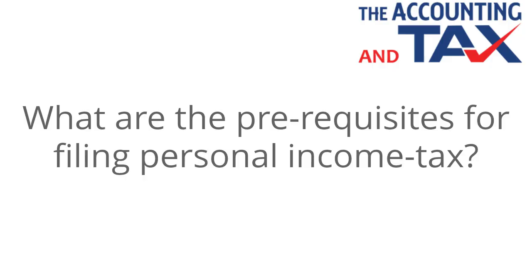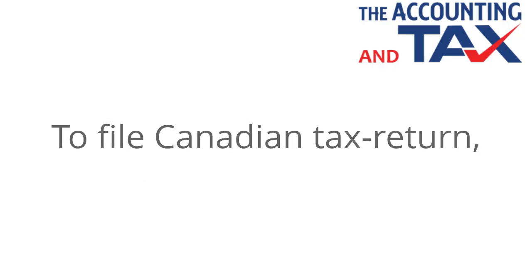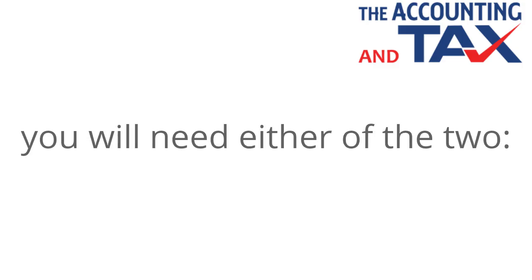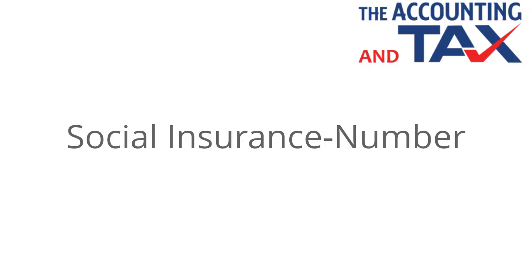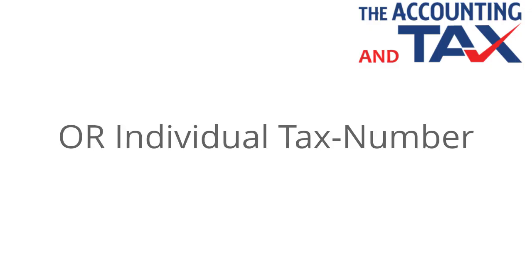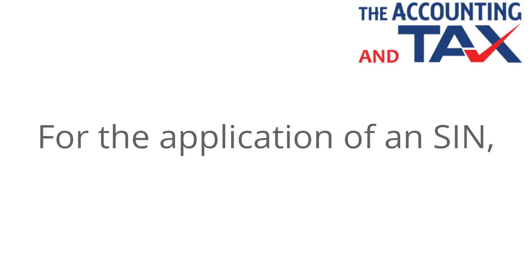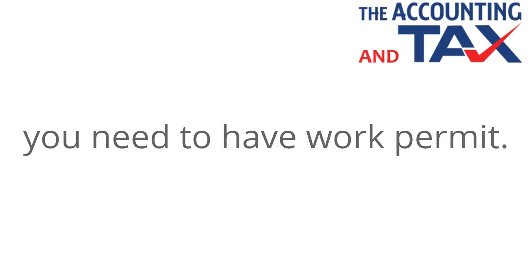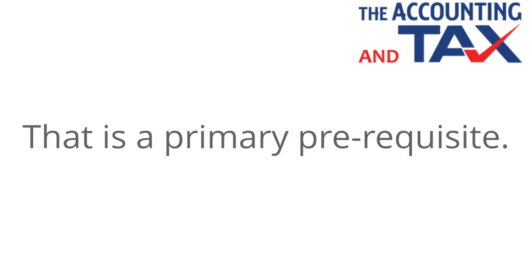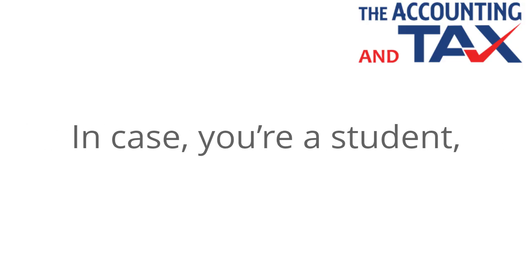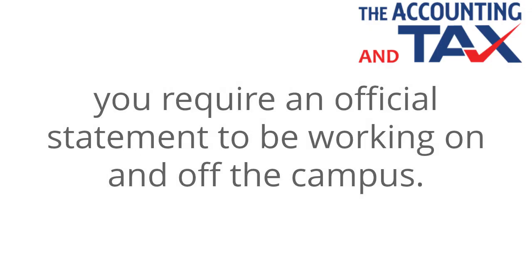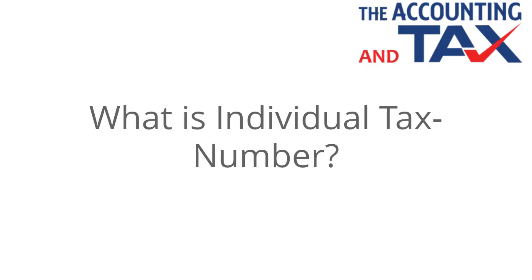What are the prerequisites for filing personal income tax? To file a Canadian tax return, you will need either of the two: social insurance number or individual tax number. What is social insurance number? For the application of a SIN, you need to have a work permit. That is a primary prerequisite. In case you are a student, you require an official statement to be working on and off the campus.